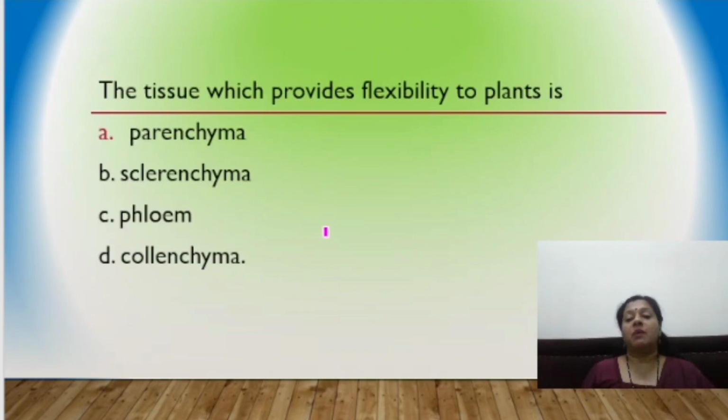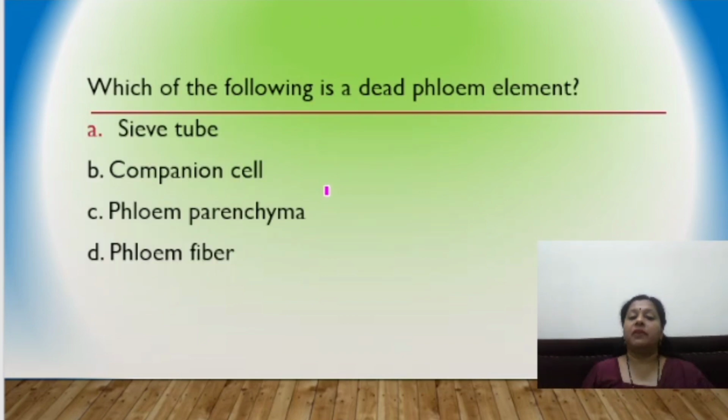The tissue which provides flexibility to plants. So collenchyma are the tissues which provide flexibility so that we can bend the branch of a plant without breaking it. Which of the following is a dead phloem element? In phloem, most of the cells are living. The components of phloem are sieve tubes, companion cells, phloem parenchyma and phloem fiber. Of this, only phloem fiber is the dead tissue.